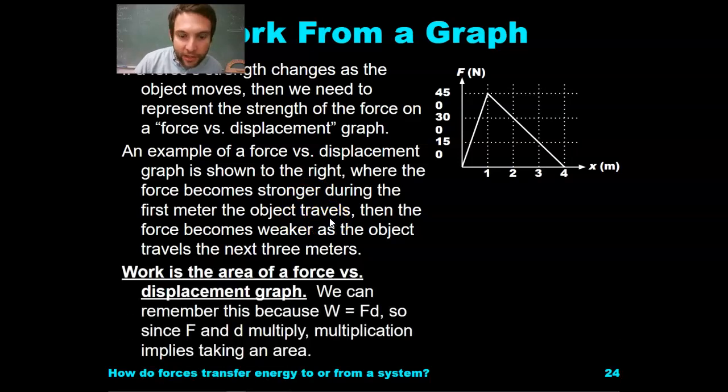Work is the area of a force versus displacement graph. We already know that because if we multiply the y-axis by the x-axis, F times x, or F times d, that would give us our area. If we divided F over x, that would be newtons per meter, not anything useful, unless there's a spring involved.